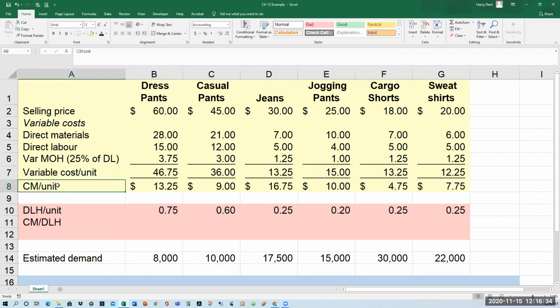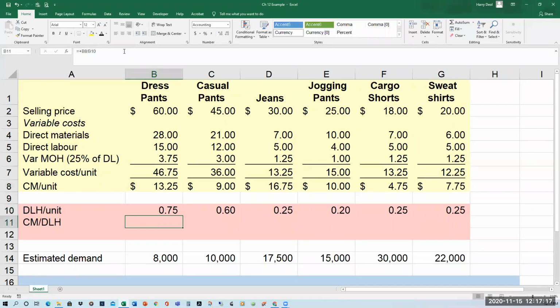Next, you want to divide the contribution margin for each unit by the amount of labor time needed to make that unit. For dress pants, each dress pant we sell earns us a contribution margin of $13.25. And each dress pant pair takes 0.75 of a labor hour to make. So the contribution margin for each hour of labor time is calculated by dividing $13.25 by the 0.75 labor hours needed to make each unit. 13.25 divided by 0.75 gives us $17.67.